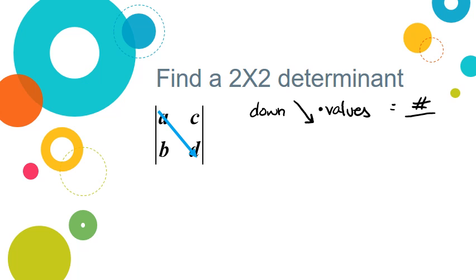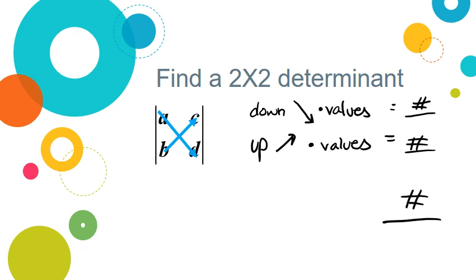All right? Then you're going to go up from bottom left up to top right. The other diagonal, so we've covered all diagonals this way, and you're going to multiply those values, okay? And you're going to end up with a number. Now those two numbers, if I want a single number answer, I'm going to have to subtract those two values.